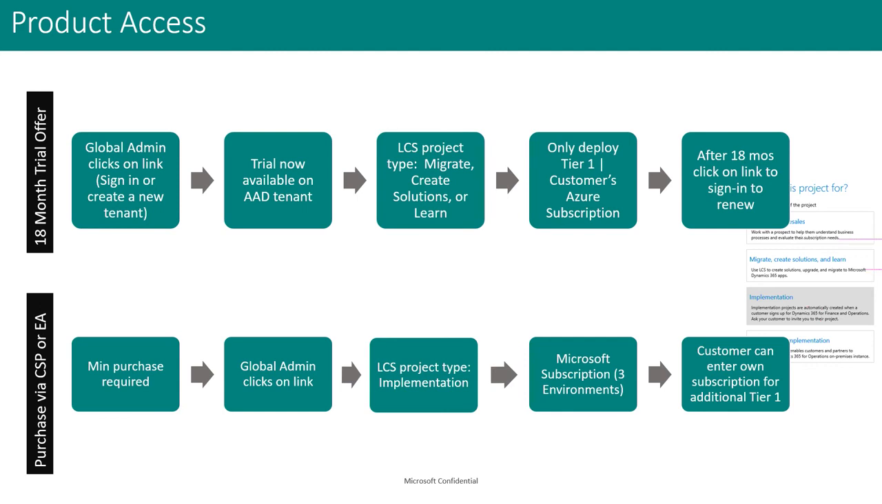So what we need to do, because Lifecycle Services uses Azure Active Directory for authentication, is add an offer onto your tenant. That's why you have to go through this 18-month trial offer sign up.